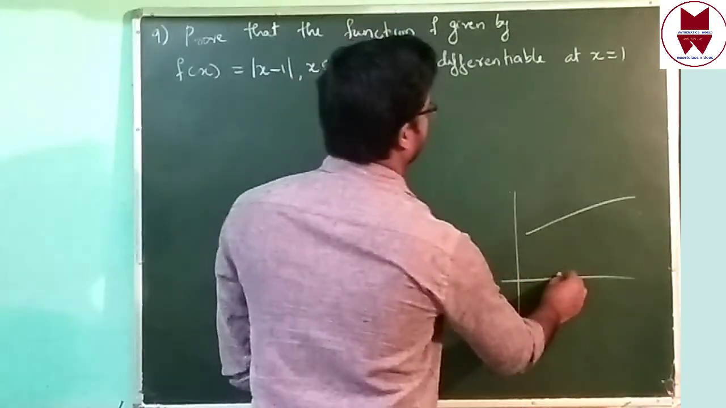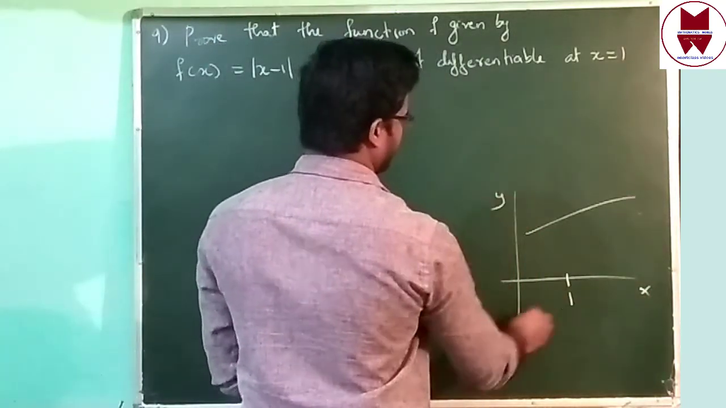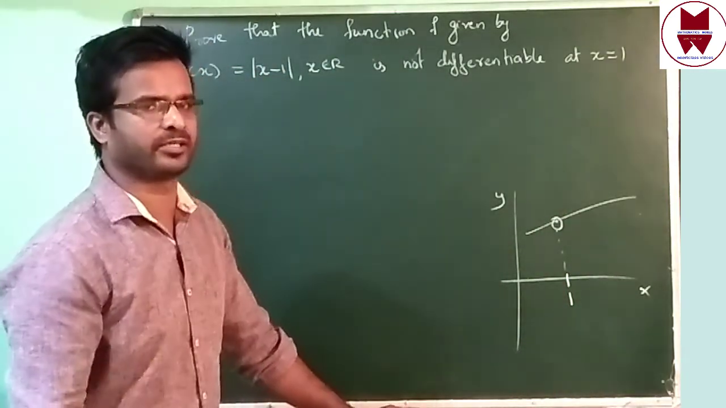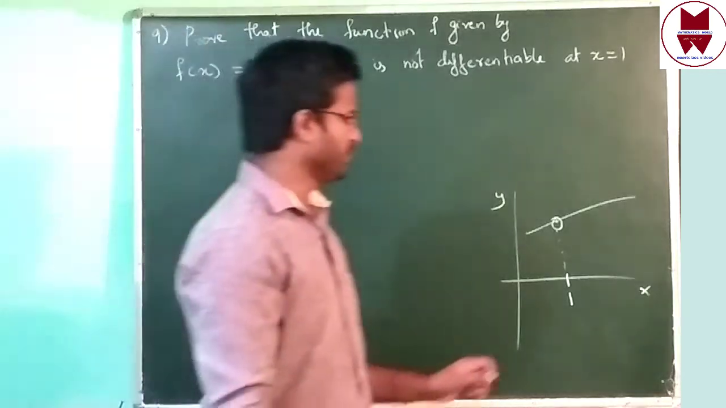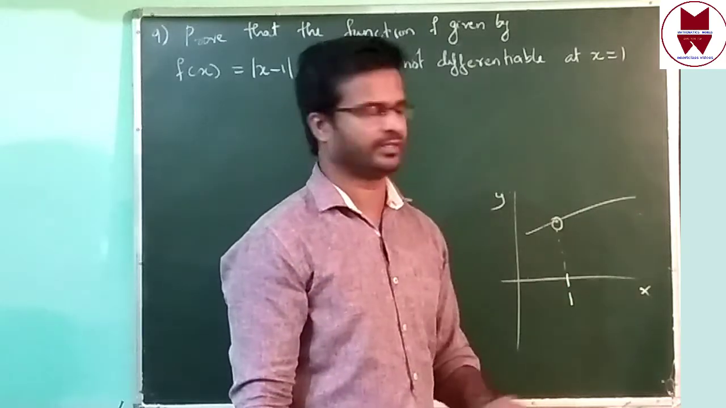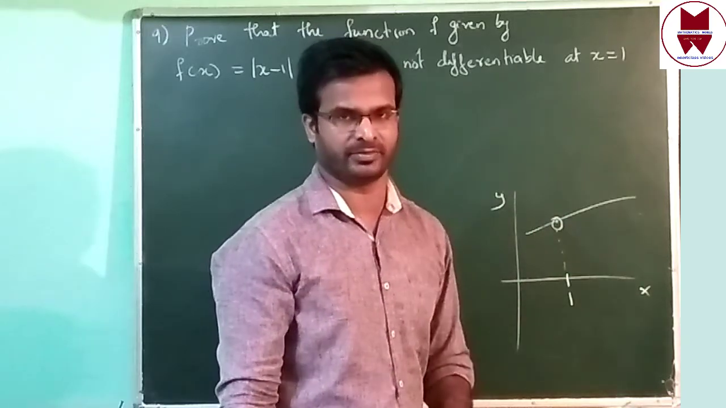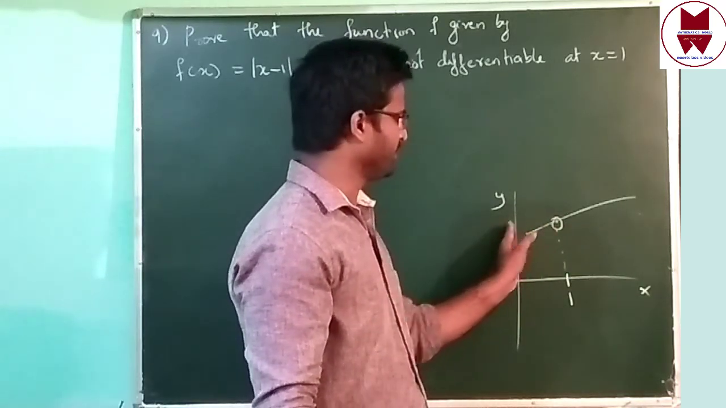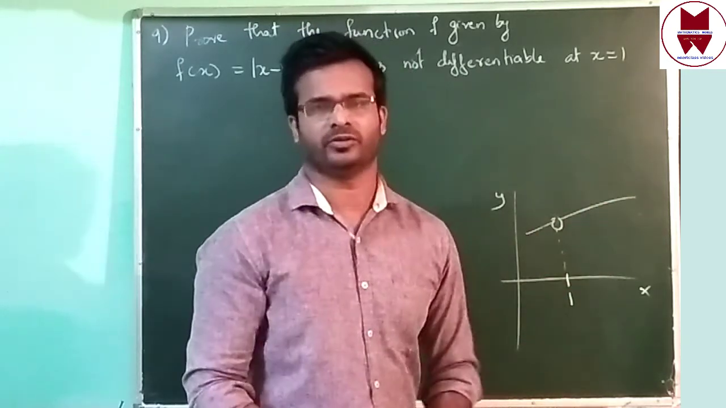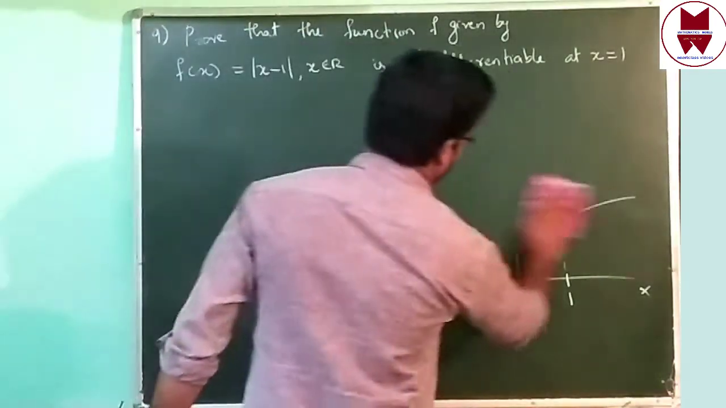Okay. Then x equal to 1. This is the x-axis, this is the y-axis. We have to check at this point whether the function is differentiable or not. First we will check the left side of this function, then we will check the right side. If the two answers are equal, we can say that at this point the function is differentiable. If the left side answer is different from the right side answer, then at this point the function is not differentiable. We will use one formula for that. You can see that formula first.